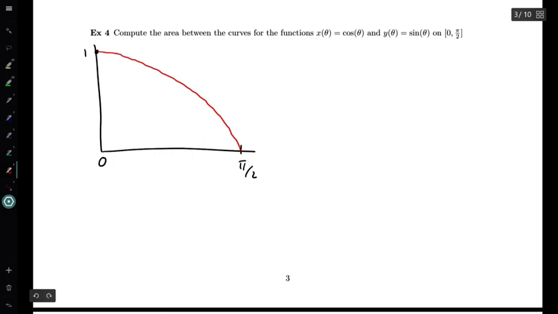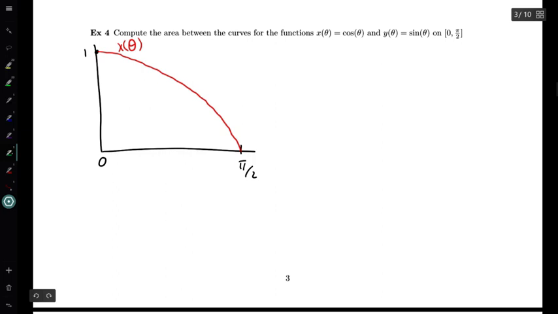Cool. So this is x of theta. Maybe it's a little bit weird to use x as a function name, but it's good to get used to some different variables, even if they're unfamiliar. And in future courses, you will see x being used as a function name. So here's x of theta.